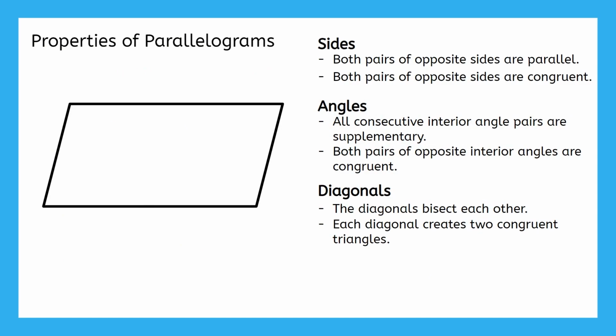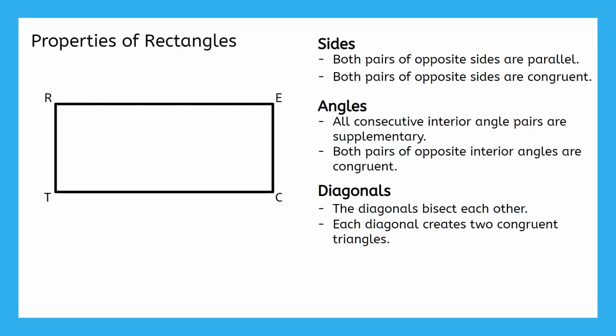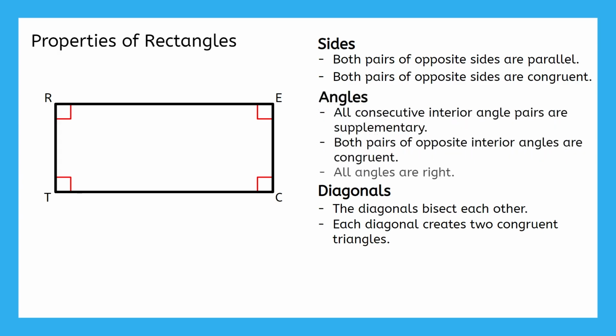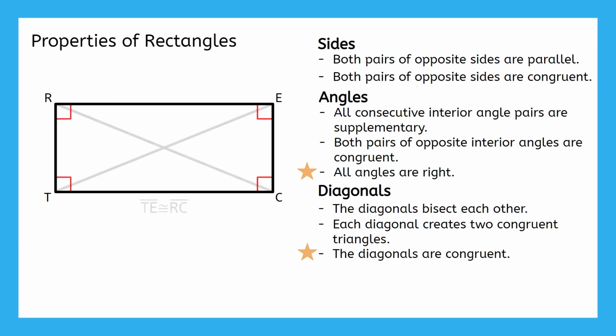Just to refresh your memory, here are all of the properties of parallelograms. And since rectangles are a more specific type of parallelogram, all of these properties are also true for rectangles. However, having these right angles also gives us additional properties for rectangles. The most obvious one is that all of their angles are right, since this comes right from the definition. The other new property for rectangles is that their diagonals are congruent. So, in the case of our rectangle shown here, that means that TE is congruent to RC.